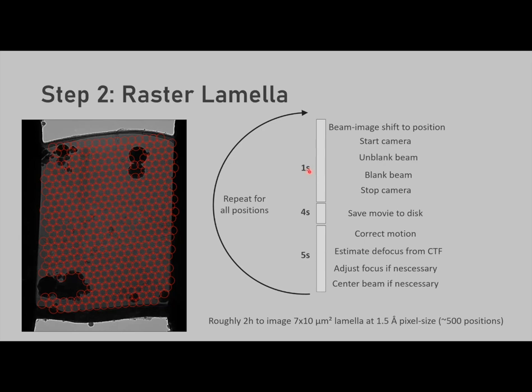You would think it's faster because the individual exposures normally take less than a second, but for every image you spend quite a bit of time estimating the defocus from the CTF. So in my first test, it takes roughly 2 hours to image a 7x10 micron lamella. For template matching, I normally use a pixel size of 1.5 angstroms, and you end up having to take about 500 positions, so you have to do this loop 500 times.